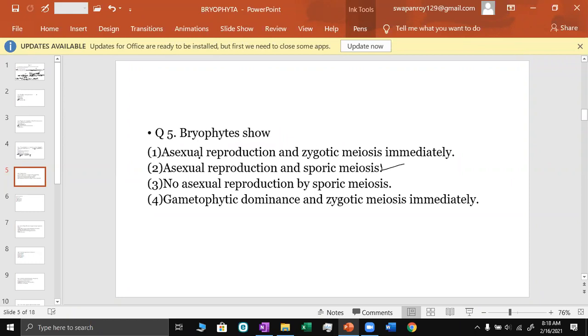This one is asexual reproduction and zygotic meiosis. This zygotic meiosis is not there. Zygotic meiosis takes place mainly in case of algae, that is, meiosis takes place in the zygote in algae. This is asexual reproduction and sporic; actually, this term should be sporogenic.